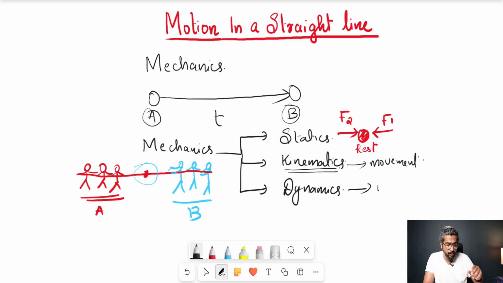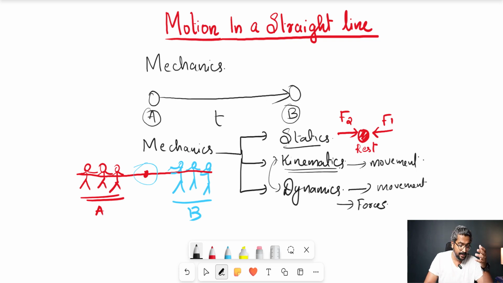It is something related to kinematics itself. But here the movement is studied taking into consideration the forces acting on that particular object which cause that movement. So this is the difference between kinematics and dynamics. This is all about the branches.